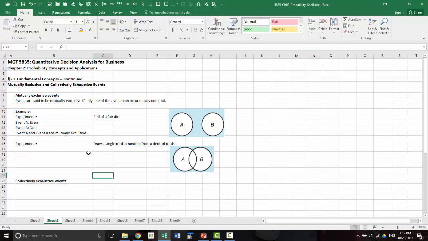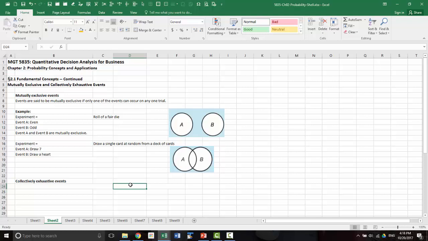This time the experiment is drawing one single card at random from a deck of 52 cards. Suppose I define event A as drawing a card numbered 7. Now let's define another event: event B is drawing a heart. So event A is drawing a 7, event B is drawing a heart. Are events A and B mutually exclusive?